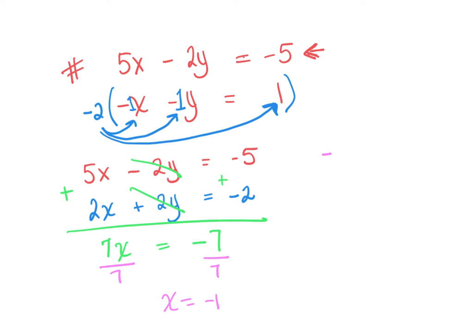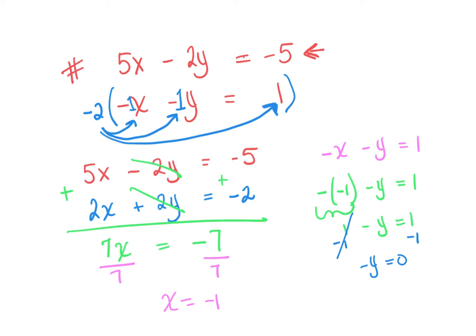Then go back. My second equation was negative x minus y equals 1. That was my original equation. So now that I know what x is, I'm going to plug it back in. Now pay attention to this one because it's a negative, negative 1. That means positive 1. Subtract your 1. Negative y equals 0. Technically, you divide by negative 1, but 0 divided by anything is just 0.